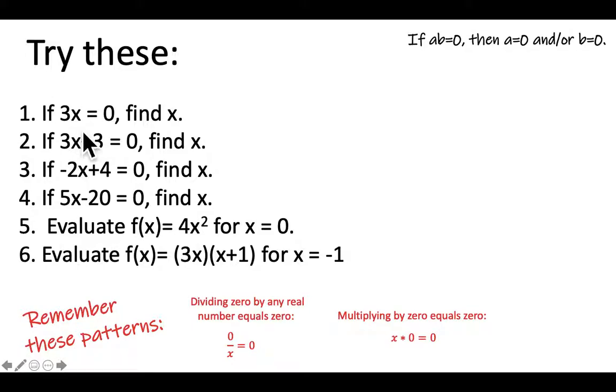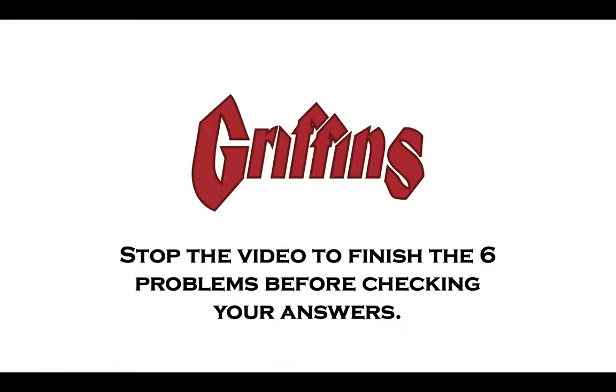In each one of these, I want you to take a moment to solve them. Just quick, write them down on a piece of paper and solve each of these. Keep in mind that dividing zero by a number is equal to zero, or multiplying a number by zero is zero. So take a second to do these. Stop this and do those 6 problems before you check the answers.